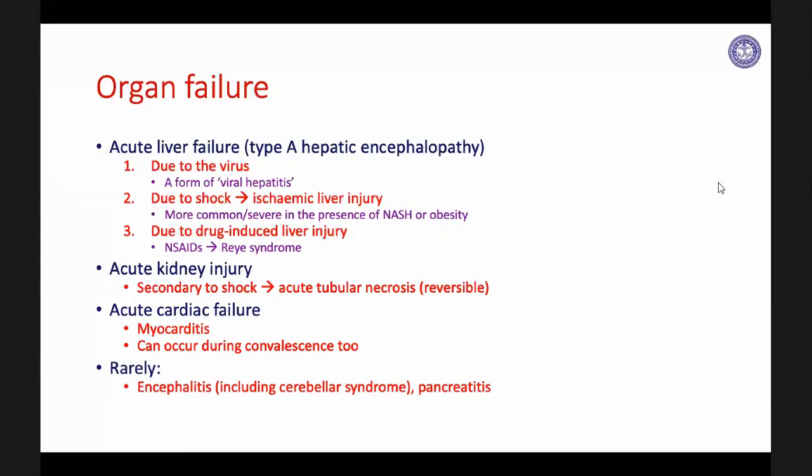Rarely, dengue can also cause encephalitis, including a cerebellar syndrome, as well as pancreatitis.